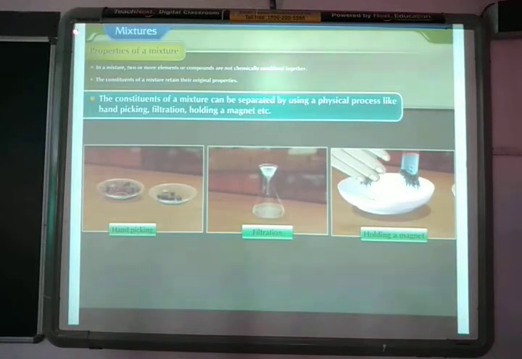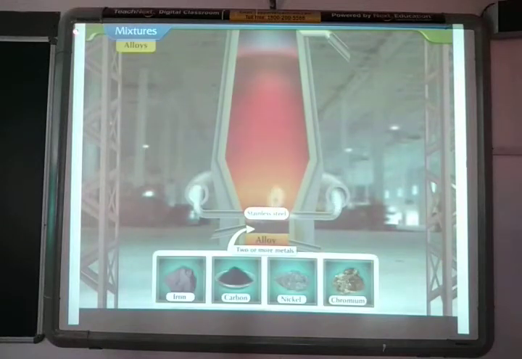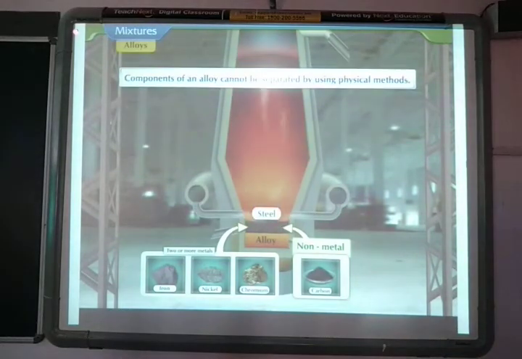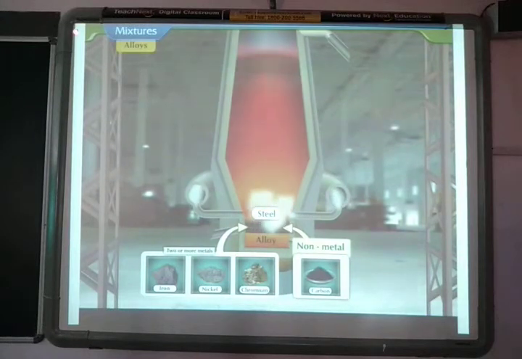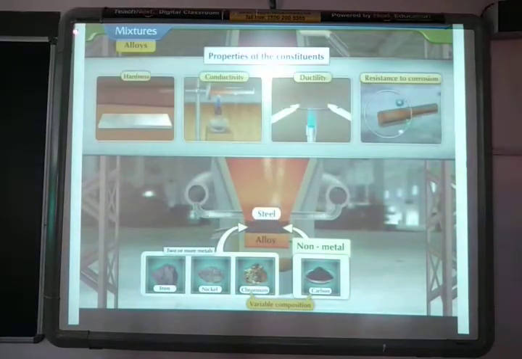Here are a few more examples of mixtures. Alloys. Alloys are prepared by fusing together two or more metals, or a metal and a non-metal. The components of an alloy cannot be separated by using physical methods. But still, alloys are considered as mixtures because the constituents can have variable composition. They show properties of its constituents.